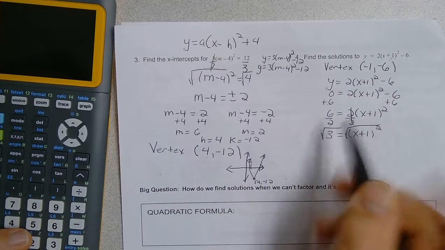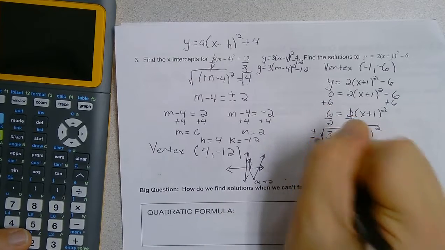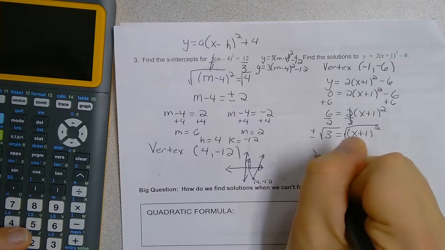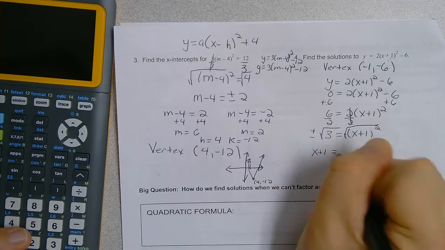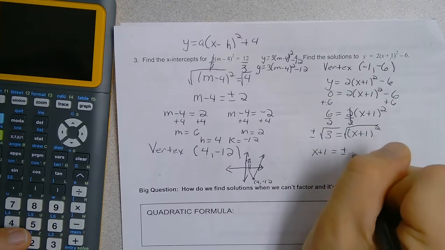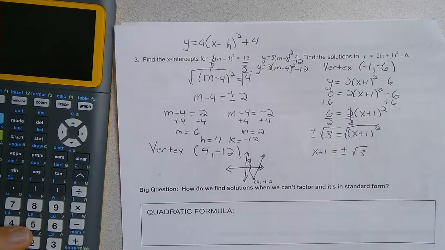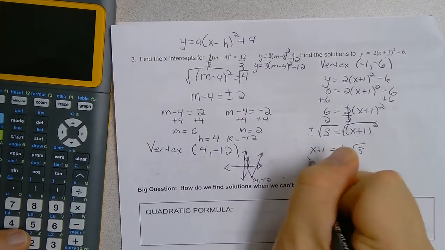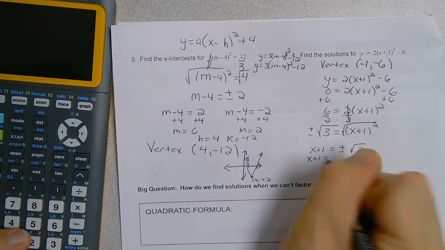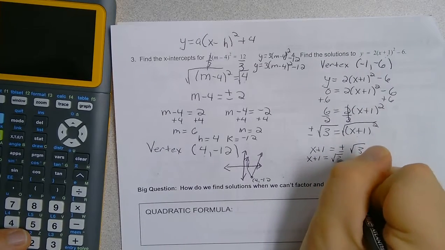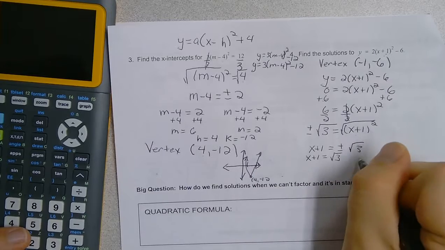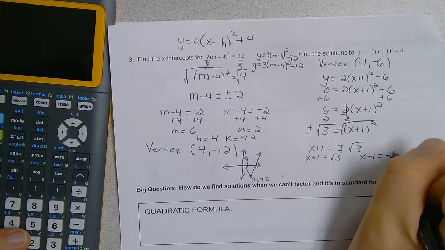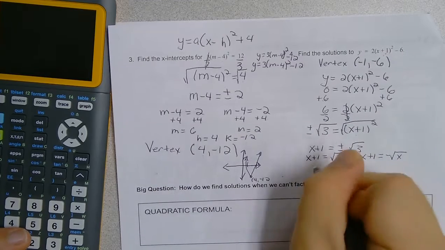Remember, when I take a square root, we have the positive or negative. So I'm going to switch sides here and say that x plus 1 equals plus or minus the square root of 3. Now I'm going to break that up into 2 equations and say x plus 1 equals the positive square root of 3, and I can leave that positive off, or x plus 1 equals the negative square root of 3.